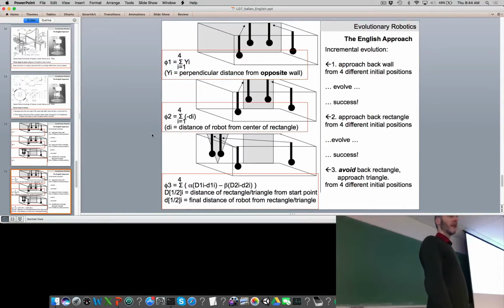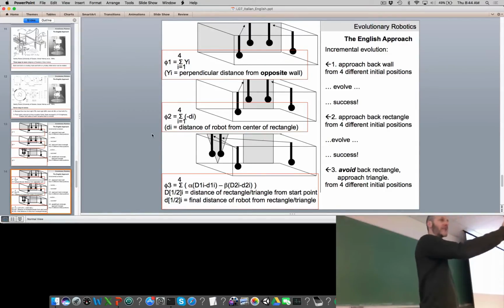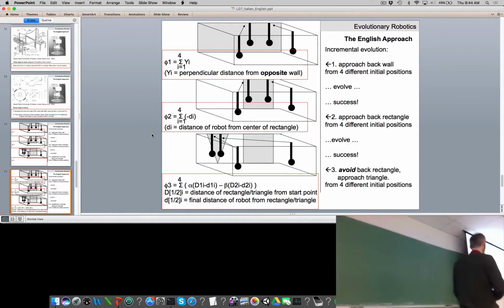Why are we taking the initial position into account? So uppercase D is the initial position of the robot from either the rectangle, uppercase D1, or the triangle, uppercase D2. Because you don't know where the robot's going to start. Exactly, right? It's going to be harder if we place the robot right up against the rectangle, we're kind of unfairly penalizing that particular initial condition. So we're kind of normalizing based on where the robot starts, right?